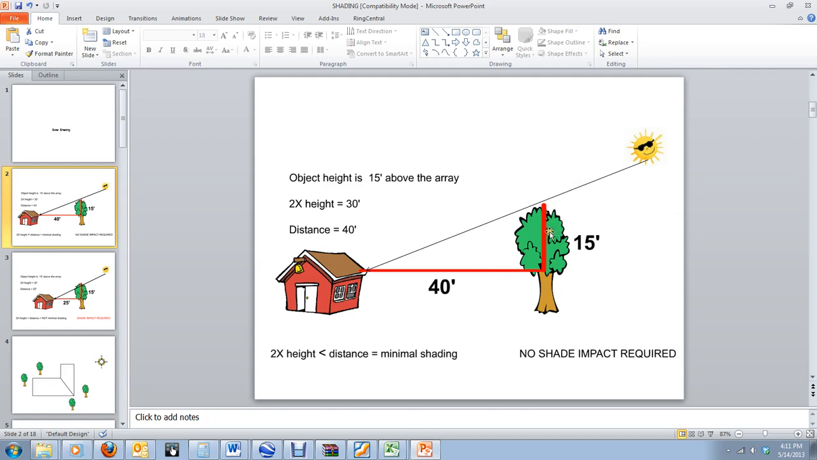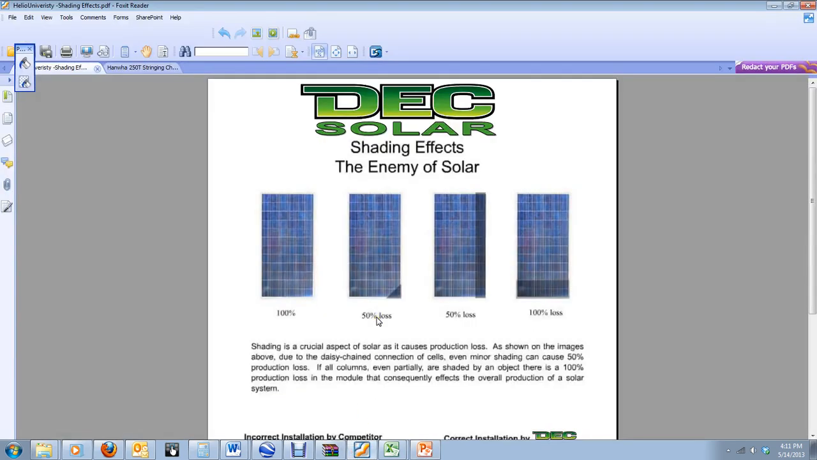What that means is this tree right here, if it was to grow taller, it's going to be in our line of sight from the sun to the actual array on the roof. What does the array on the roof need? Full sunlight to produce power. Now we're going to go back to our example of solar modules, how they are constructed.